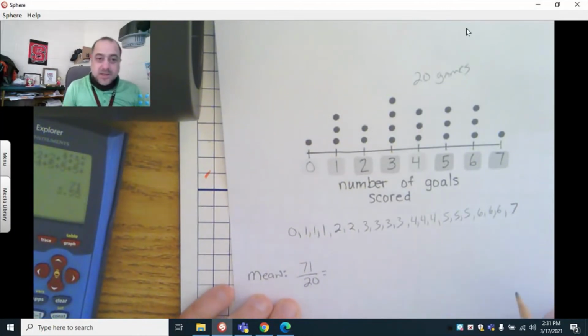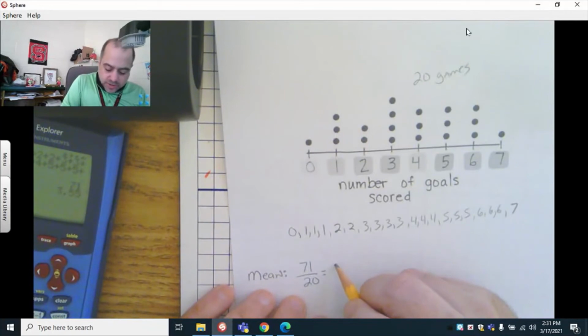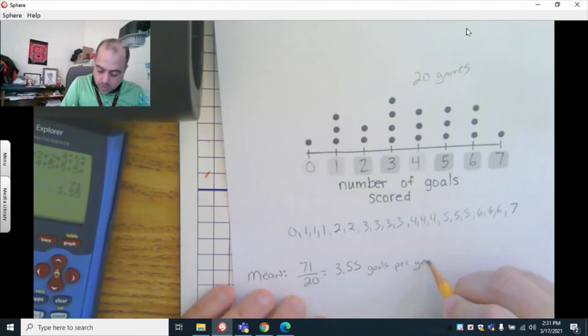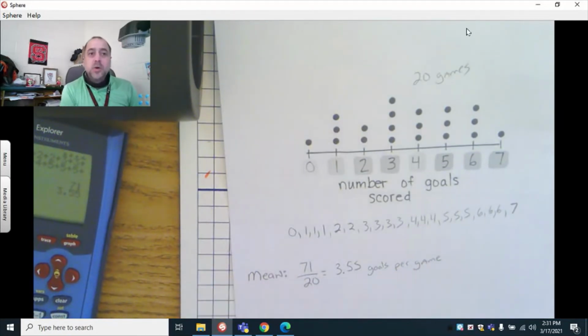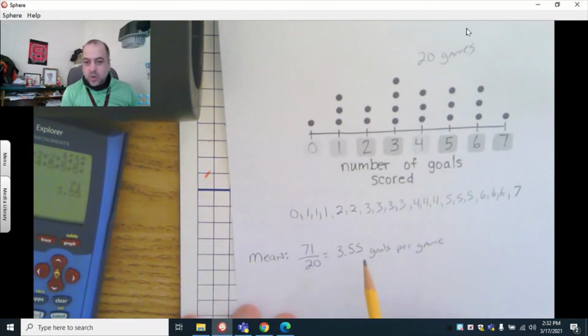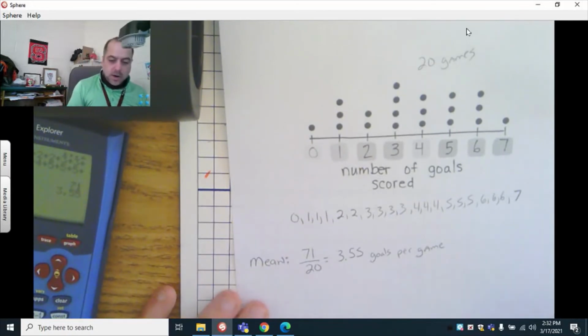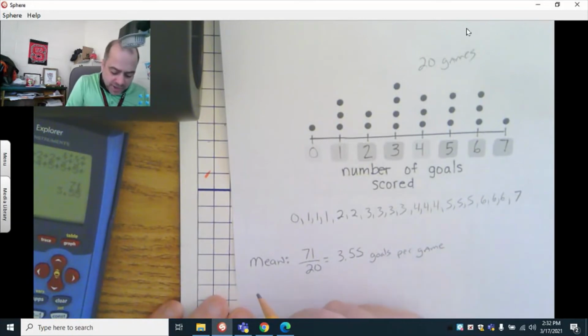And this is their mean. Sometimes it's called the average. So they averaged, or their mean was 3.55 goals per game. So they were a pretty good scoring team. They usually got at least 3 goals a game if you averaged it out. Okay? It's pretty cool. So they usually scored more than 3, around 3 to 4 goals a game. That was their average. That was their mean. Okay? All right, now let's do range.